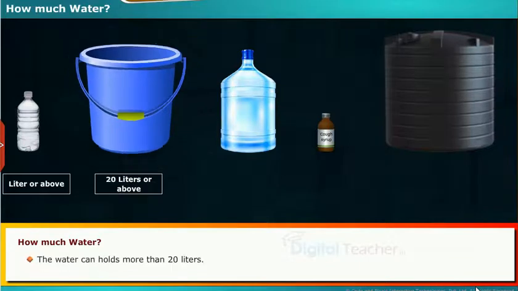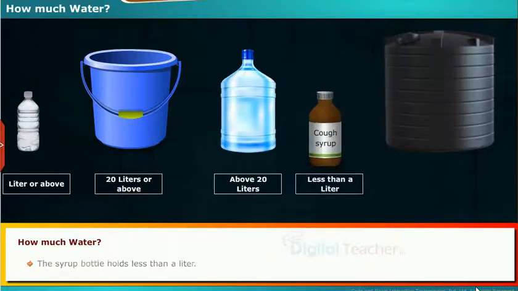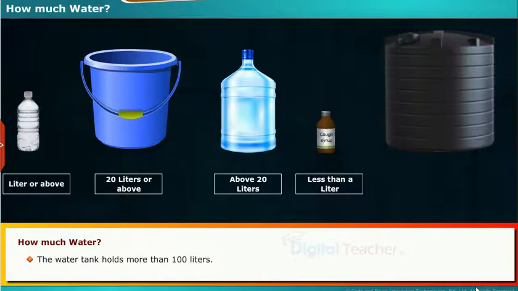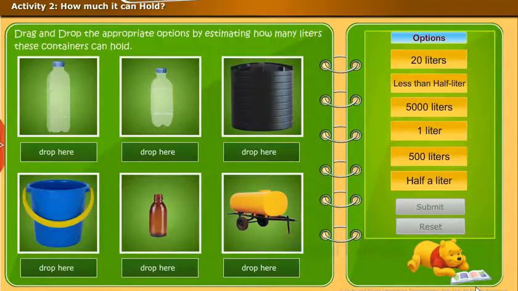The water can holds more than 20 liters. The syrup bottle holds less than a liter. The water tank holds more than 100 liters. Take up an activity to estimate the quantity that the containers can hold.